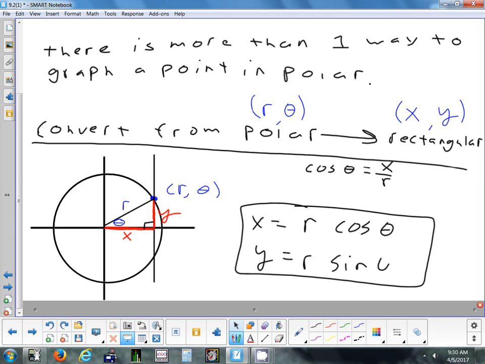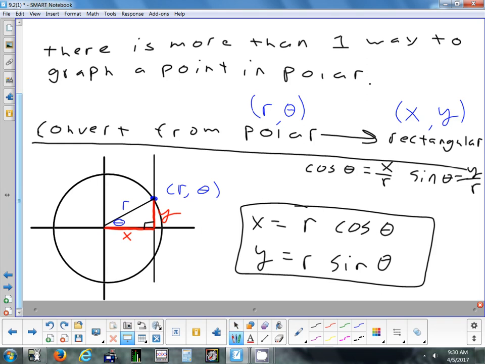You could set up exactly the same thing we just did here, except it would be sine theta equals y over r. Sine theta is y over r. Do the same thing, put the r on the other side. So there are your two equations to convert something in polar to rectangular.